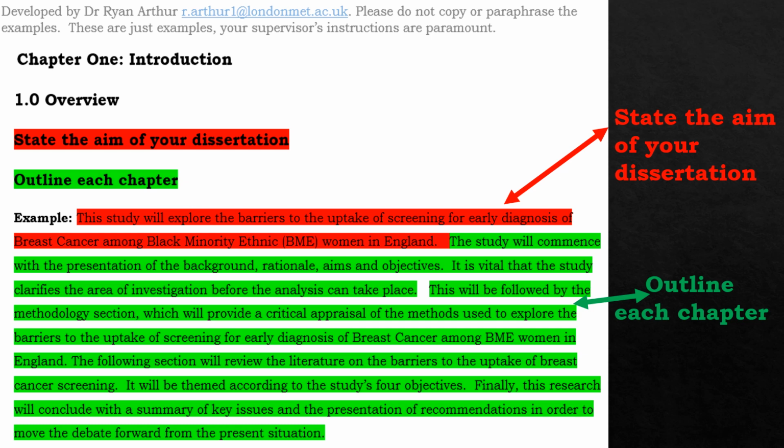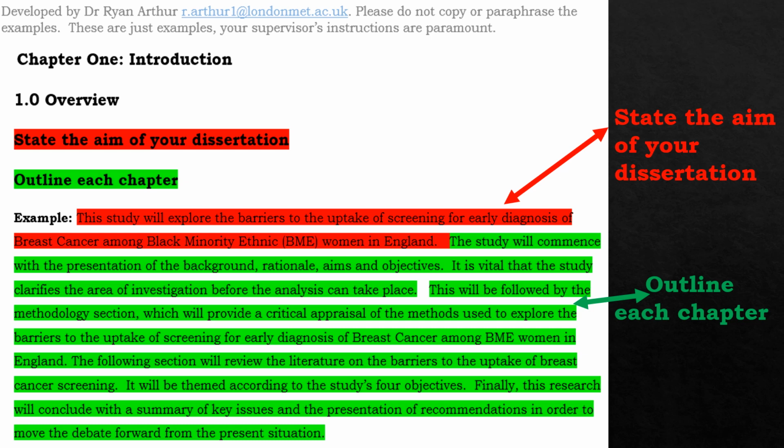Now, look at your chapter 1 template. You will see 2 colors. Red, where you state the aim of your dissertation, and green, where you outline each chapter. I've colored it red and green in order to demonstrate what each part is doing. The first part is where you state the aim of your dissertation: this study will do such and such. In this case, this study will explore the barriers to the uptake of screening for early diagnosis of breast cancer among black minority ethnic women in England. A very direct aim. It is very clear what this study is about.